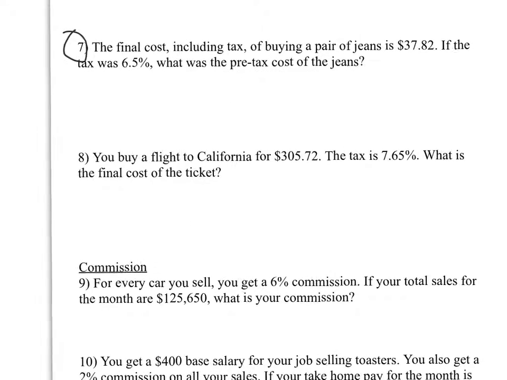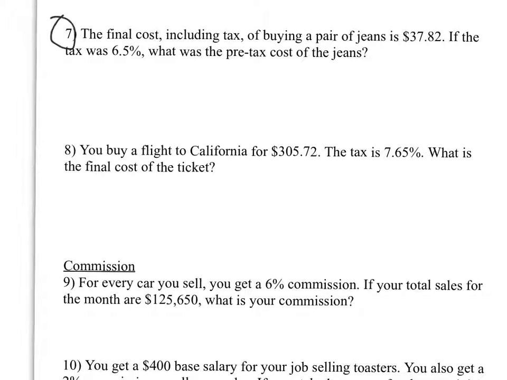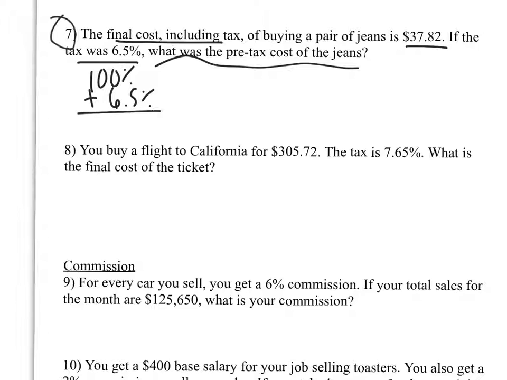Number 7, final cost including tax of buying a pair of jeans is $37.82. And the tax was 6.5%. What was the pre-tax cost of the jeans? So similar to what we looked at earlier, we got 100%, that's the pre-tax cost, and then plus the 6.5% tax. So we're looking at 106.5%. In other words, 106.5% of the pre-tax cost is the $37.82.